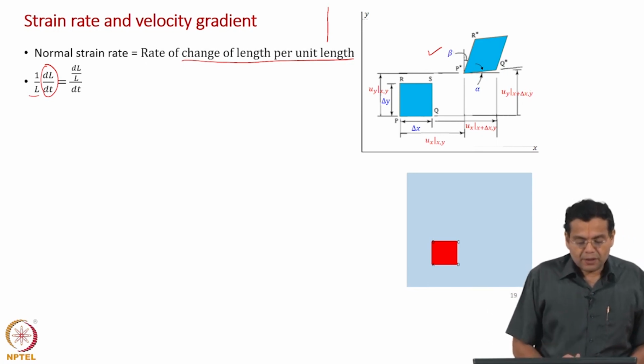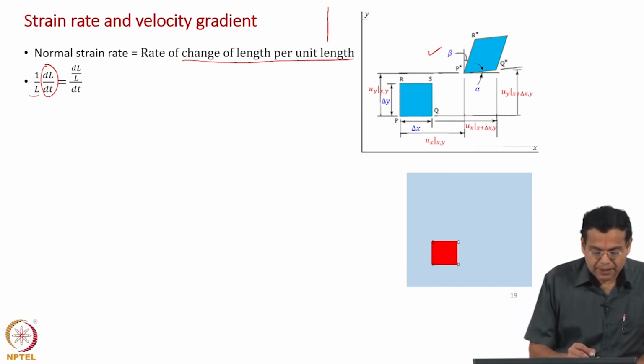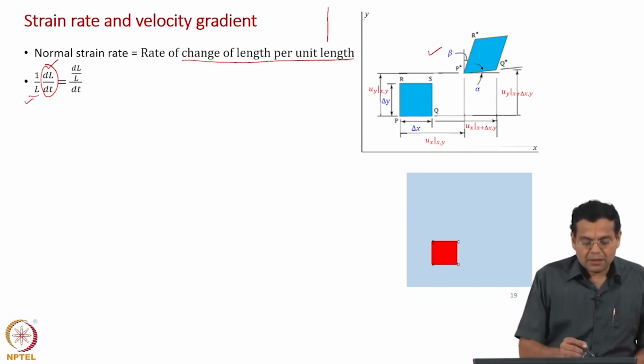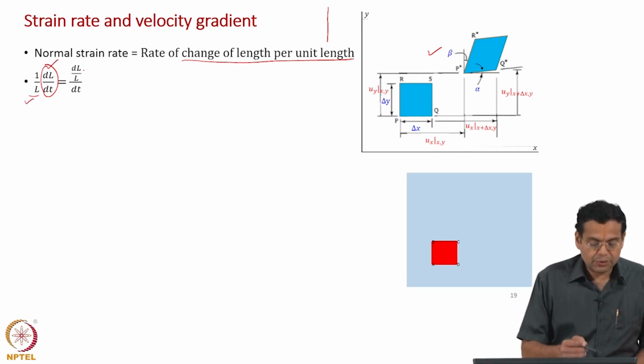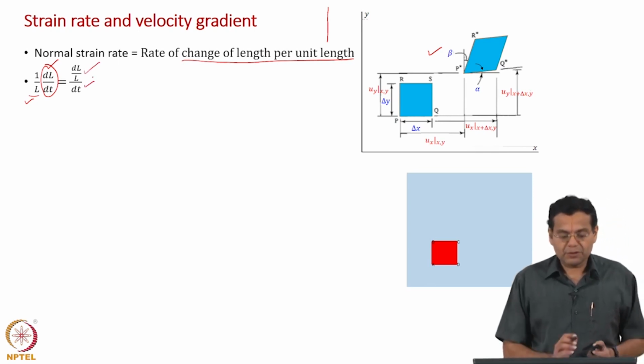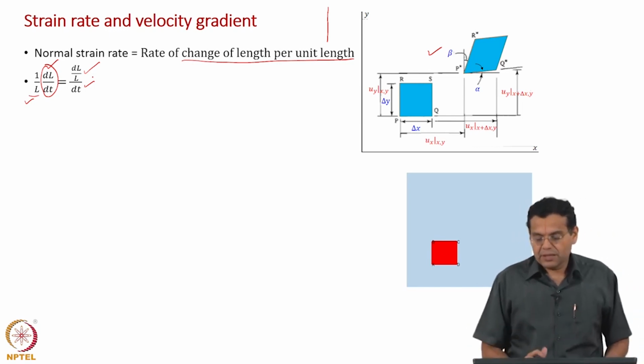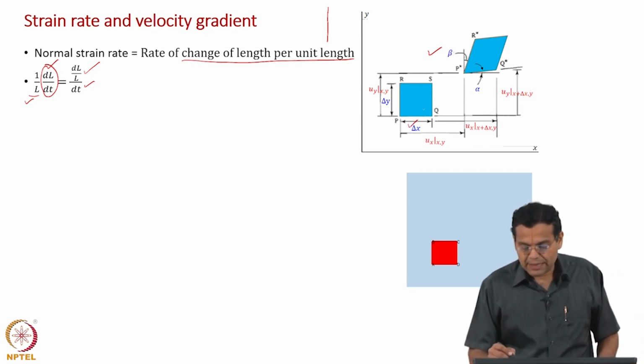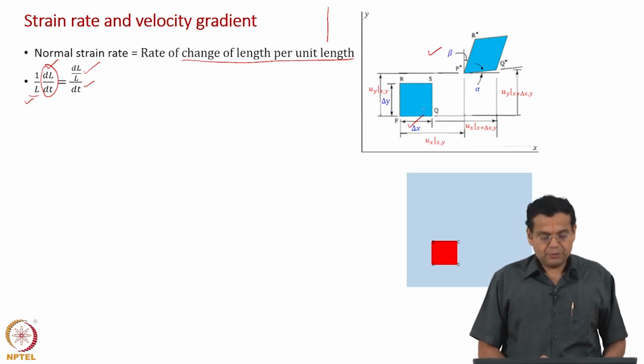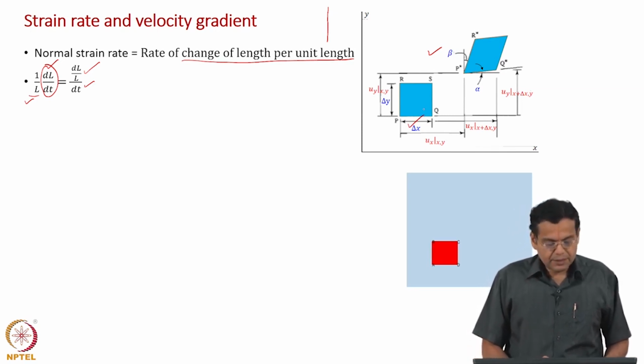So, how do you rewrite it? dl by dt by L is the normal strain rate. How do you rewrite this? dl by L by dt. So, this will help us to understand. Now, we are going to apply this for this small line segment PQ. Let us do that.